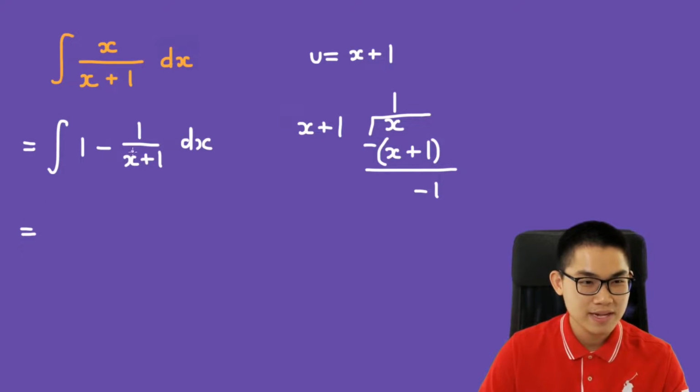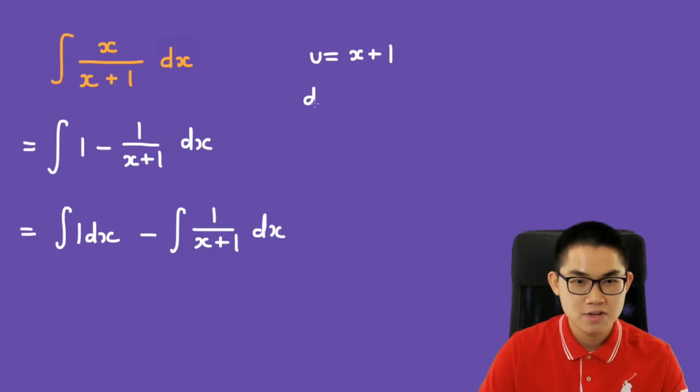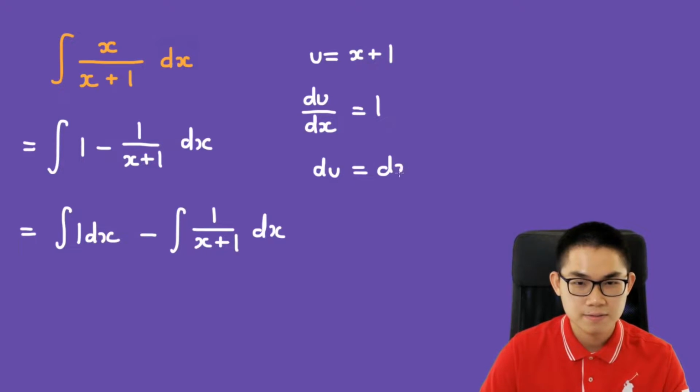And now we can split the integral apart. So we get 1 dx, 1 over x plus 1 dx. So let u equal to x plus 1. Then du over dx is equal to 1. So du is equal to dx.